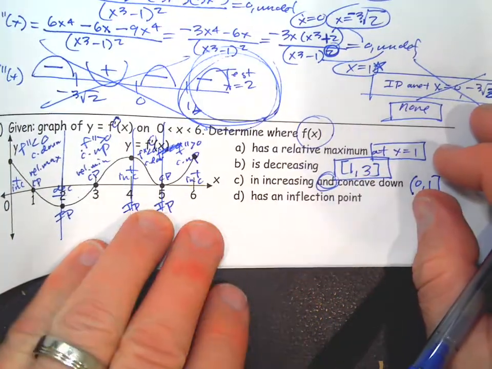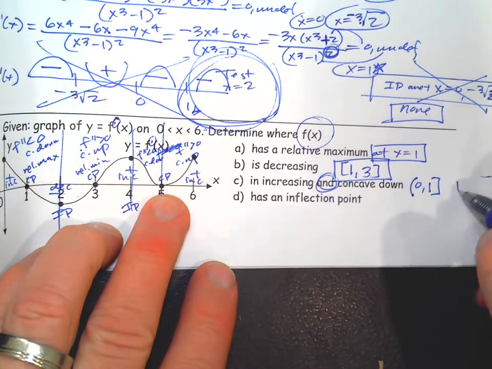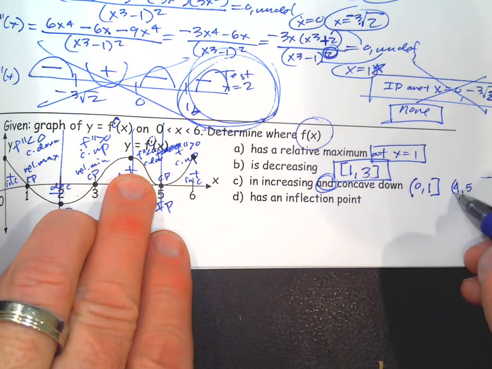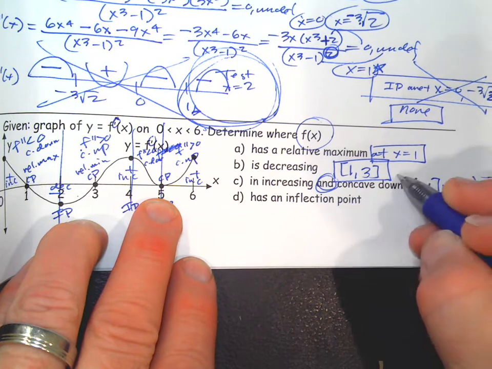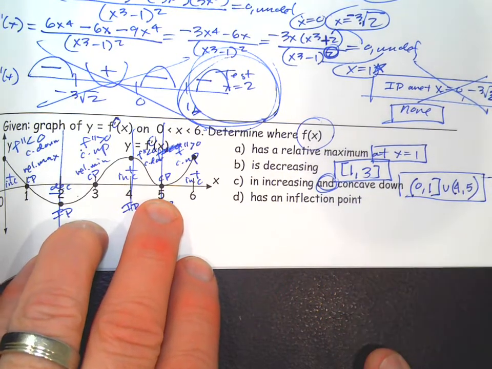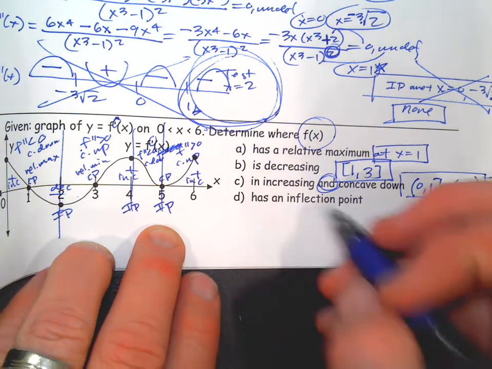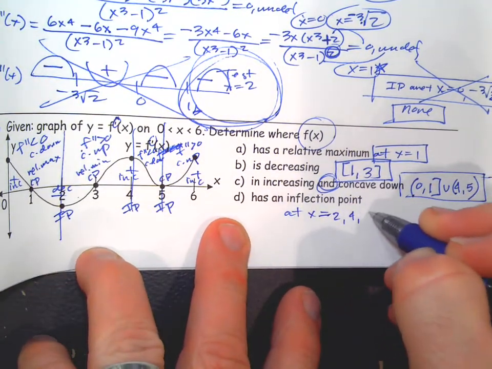And then I think there's probably some others. Increasing 4 to 5. Do we include it for 4? No, because it's the edge of concavity. You include it for 5? No, because it's the edge of concavity. So that's your answer. Inflection point at, you already wrote it down, 2, 4, 5.